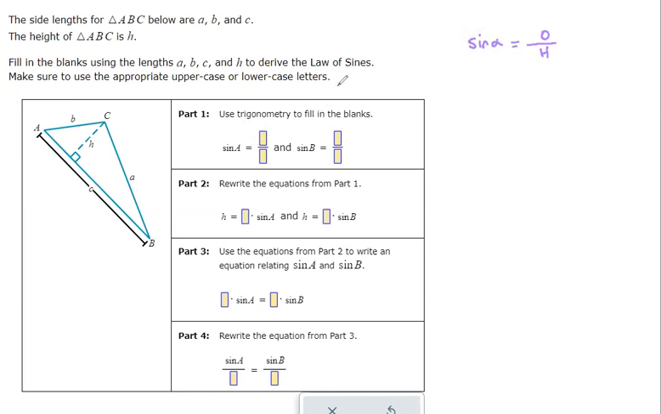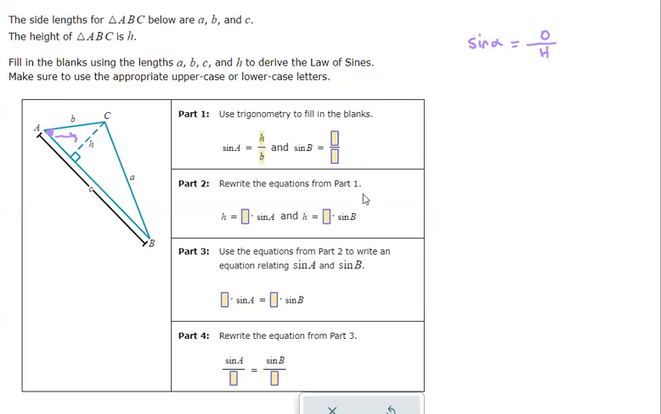So in our question, we have a triangle that we start with. Our goal is just to get a law or a relation between the sides and angles, by just using the definition of the sine. So the first part, find the sine A. If you look at the angle A right here, the opposite side for that is H, and the hypotenuse is B. So we can just write that. The opposite is H, and the hypotenuse is B.